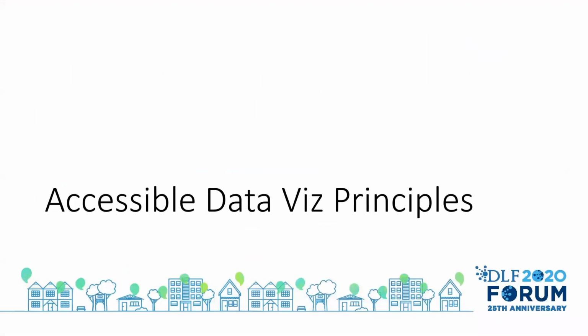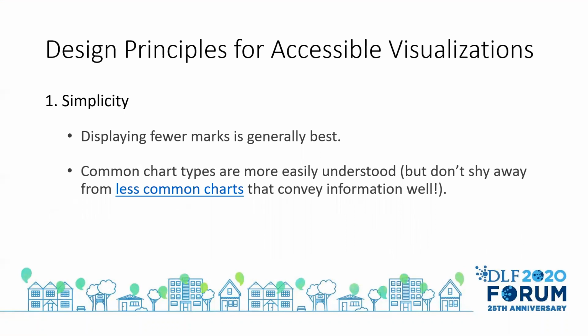So the last part of this tutorial, we'll move on from color to look at 4 general principles for designing data visualizations that are accessible to all audiences. The first principle is simplicity. In general, displaying fewer marks or elements on your charts is better.